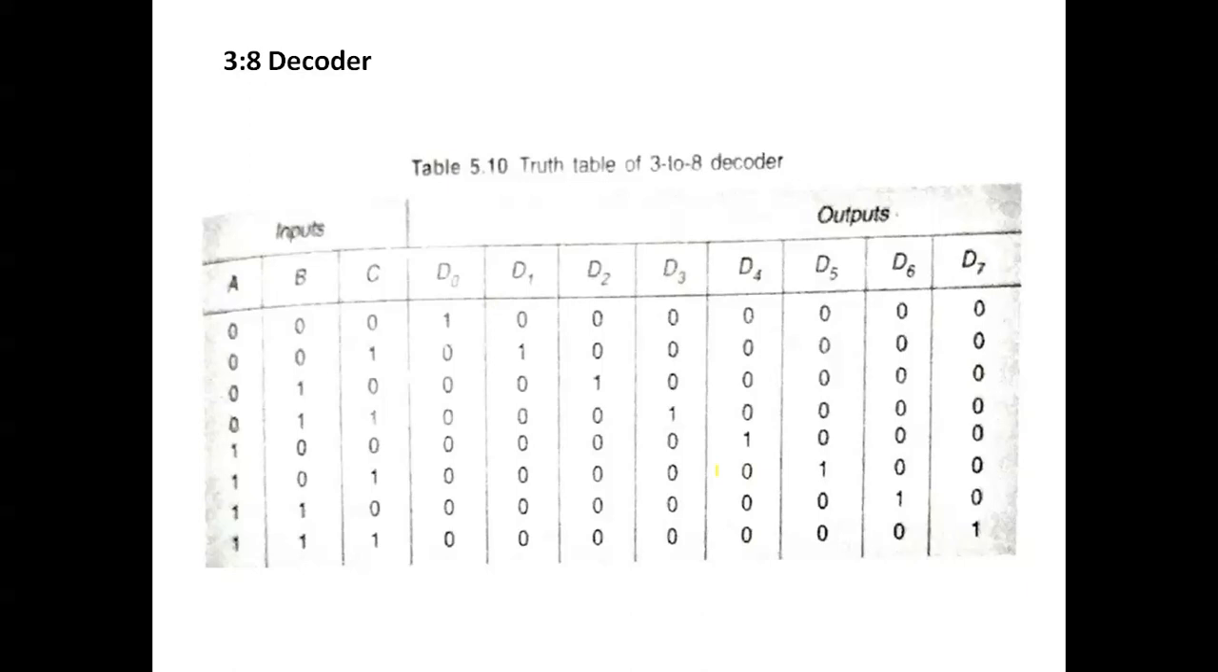3 to 8 decoder. So n input lines, 2 power n output lines. Here n is 3, and 2 power 3 is 8, so it is a 3 to 8 decoder. See this: the input lines are A, B, C, so 3 inputs and 8 outputs, 0 to 7. If it is 0, 0, 0, then D0 will be 1. Then 0, 0, 1 means D1 will be 1. Similarly for the others.